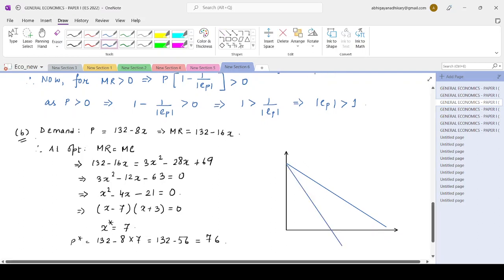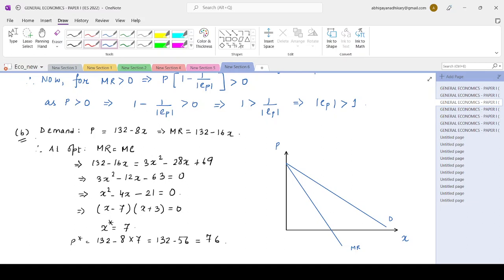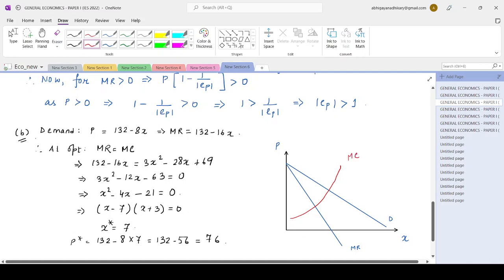This is your marginal cost, marginal revenue. This is your demand. This is your quantity. This is your price. In our case, the marginal cost is a quadratic one, so it looks something like this. So the optimal occurs at this point. The quantity level is 7 and the price level is 76. This is exactly what it is.